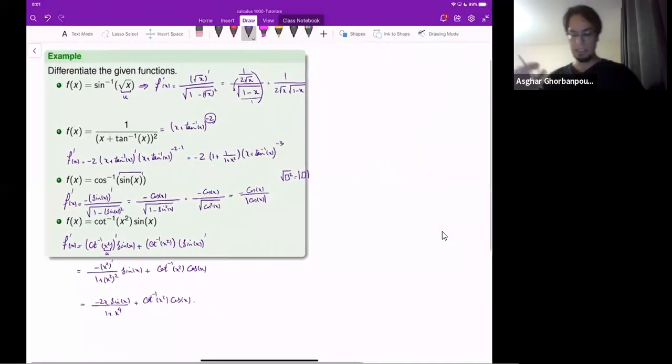So you need to have the derivatives of inverse trig functions in your differentiation toolbox and use them when you see them in different exams.